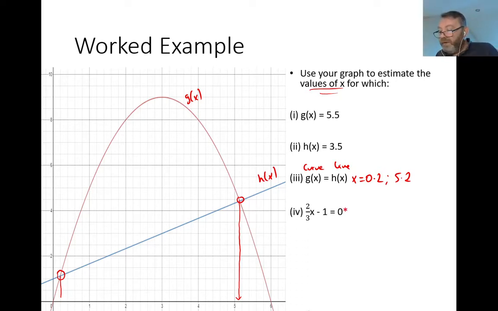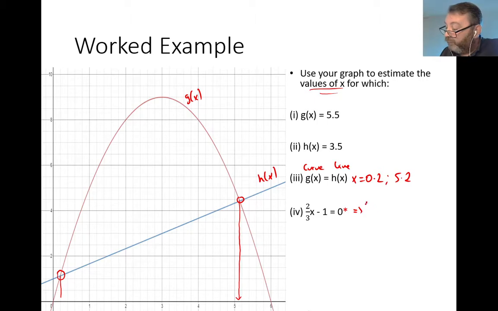Now, where is 2 over 3x minus 1 equal to 0? Now, in a situation like that, and I've got a star beside this, because you'll notice 2 over 3x minus 1 is not any of my original functions. It's not g of x and it's not h of x. So what I have to do here is I have to take 2 over 3x minus 1 and turn it into an x value. Okay, so in other words, let's see what we can do in terms of rearranging this equation.